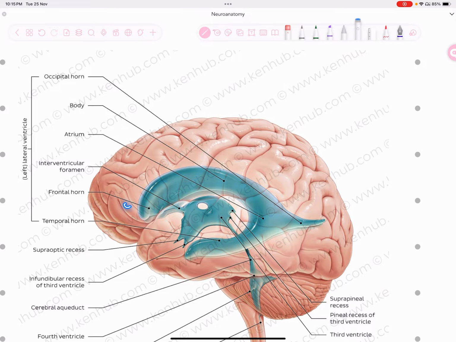So you need to know the anterior horn, posterior horn, inferior horn, and then the body. This is occipital, temporal, this is parietal, and this is frontal. Good. Then what about this structure? This is the third ventricle. So lateral ventricle, third ventricle. And where is the fourth ventricle? This is the fourth ventricle. So lateral, third, and fourth. Very important.